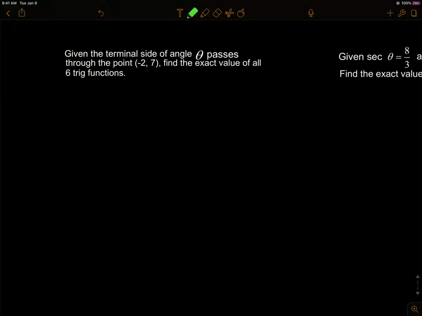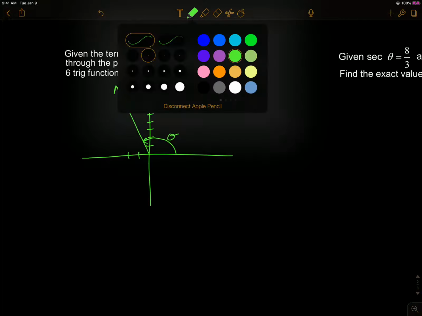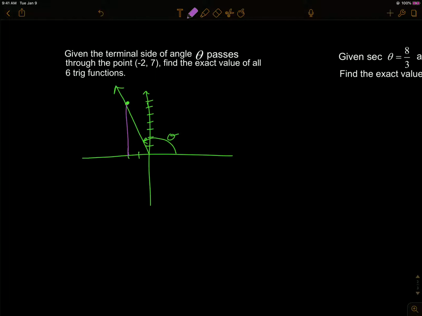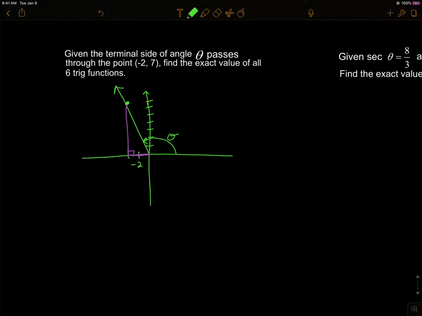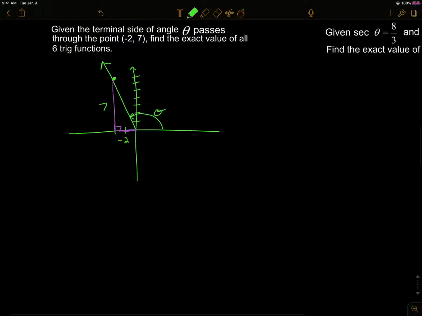We're going to do the last two here. Okay, so now we're going to say given the terminal side of an angle theta passes through the point negative 2, 7. So 1, 2, 1, 2, 3, 4, 5, 6, 7. It's right there. So the terminal side passes through that. So here's our theta. We draw our triangle, always down to the x-axis. We know that this side length here is negative 2, and we know that's 7 because that's how we got there. We need the hypotenuse before we can start giving the value of all the 6 trig functions.